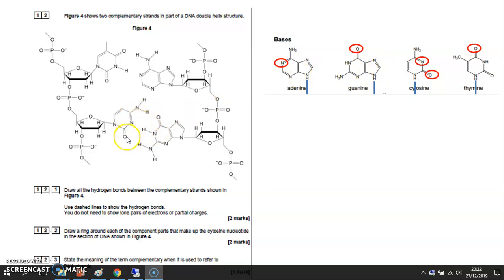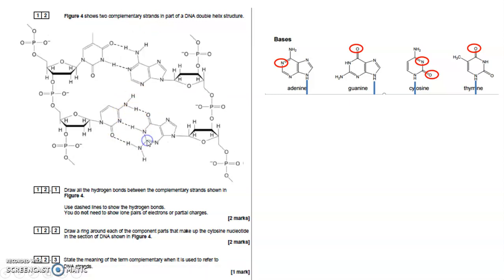So I'm going to draw lone pairs on the O's, lone pairs on the single N's and on the single O's, and delta pluses on the H's of the NH's, and then put dotted lines between them. And similarly here, lone pairs should be on the N, delta pluses on the H's of the NH's, and put dotted lines for the intermolecular hydrogen bonds.